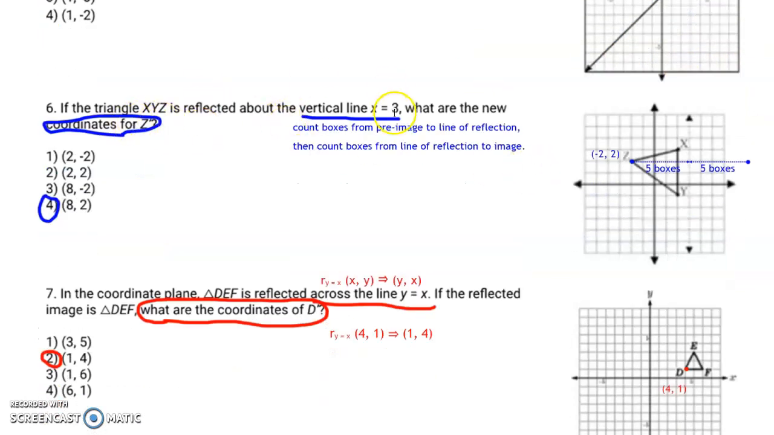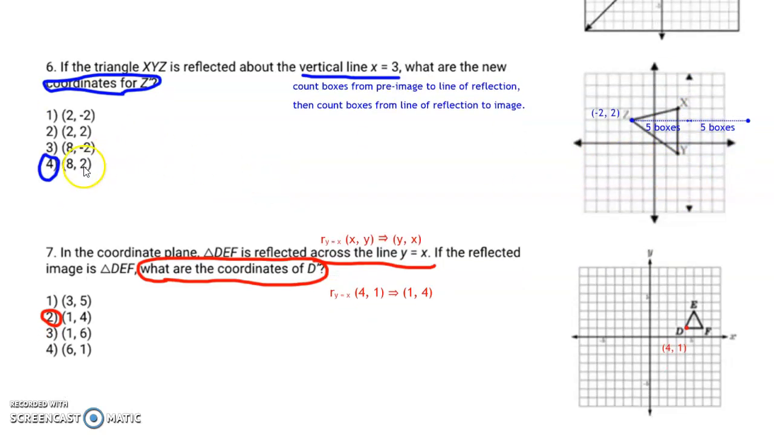For number 6, we're supposed to count boxes from the pre-image to the line of reflection. So for example, this pre-image is at -2, we're counting 5 boxes over to this vertical line, which is x = 3. That's the line of reflection. And then we count 5 more boxes over because the reflection is exactly the same distance away from the line of reflection as the original pre-image is. So (8, 2) is our correct answer. Notice that it can't be -2 as our y value because -2 would mean it would be down here. It would not be reflected directly across the line of reflection.